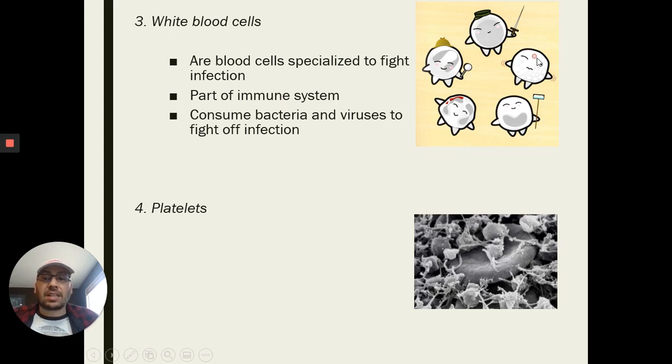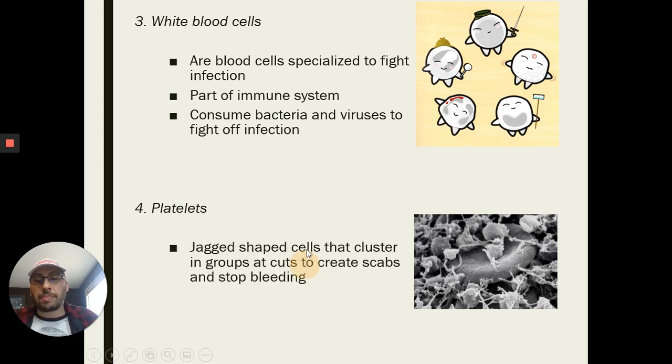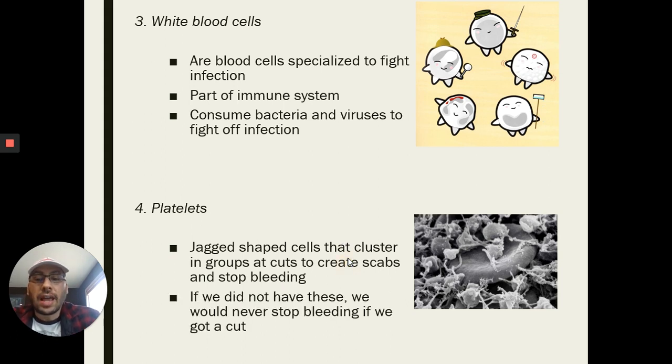Next, we have our platelets. Our last part are the platelets, and here you see a picture of a red blood cell with all these jaggedy things around it. They are jagged-shaped cells that cluster into groups at cuts to create scabs and stop bleeding. If you did not have these, we would never stop bleeding if we got a little cut. Some of you may have heard of people that have hemophilia, or hemophiliacs. These are individuals that don't have enough platelets, so a small minor cut or a minor bruise could cause some serious internal bleeding.